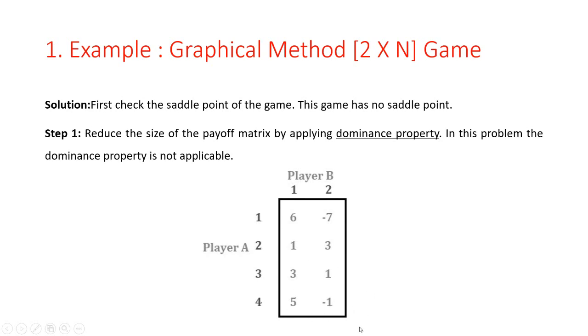So see here, we reduce the size of the payoff matrix of player A by applying the dominance property, if it exists. This size is being reduced just to simplify the problem. So the game can be solved without reducing the size. Okay, so this type of 2 by m problem we can solve using the dominance property. But okay, we are considering this problem as it is.